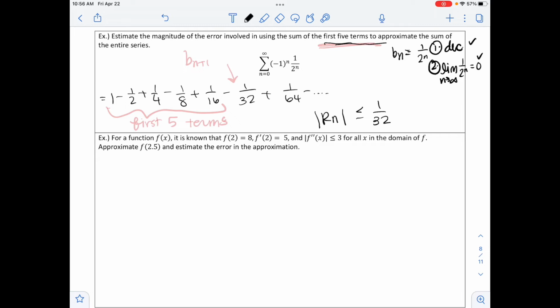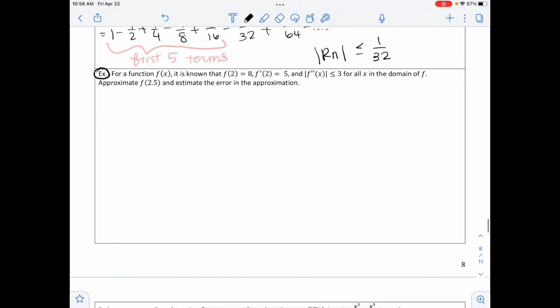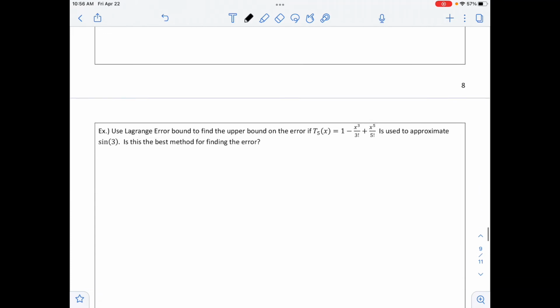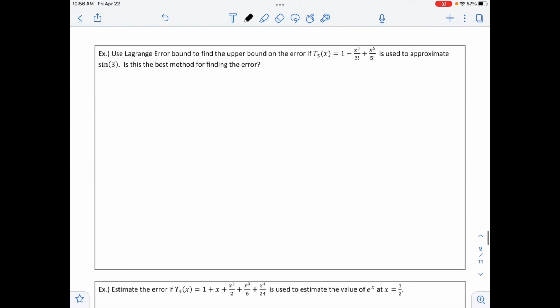The next example right below, I'm going to go ahead and circle, and we'll look at this one together in class. And then at the top of the next page, it says use the Lagrange error bound to find the upper bound on the error if the fifth polynomial, T sub 5 of x, equals 1 minus x cubed over 3 factorial plus x to the fifth over 5 factorial is used to approximate sine 3. Is this the best method for finding the error?